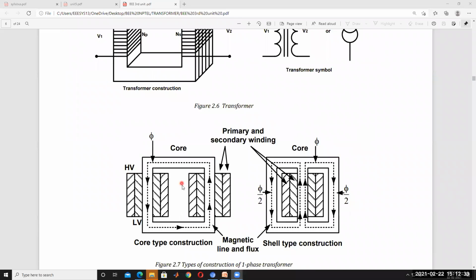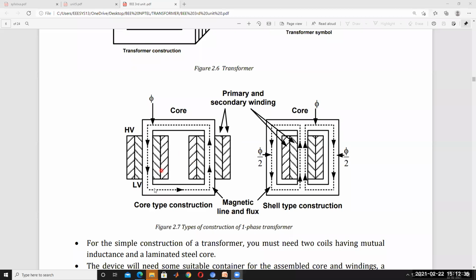Core type transformer. This is called a core type transformer. There are two types of transformers: core type transformer and shell type transformer. This is called a shell type transformer. This is called a core type transformer. In this core type transformer, this is called a core.